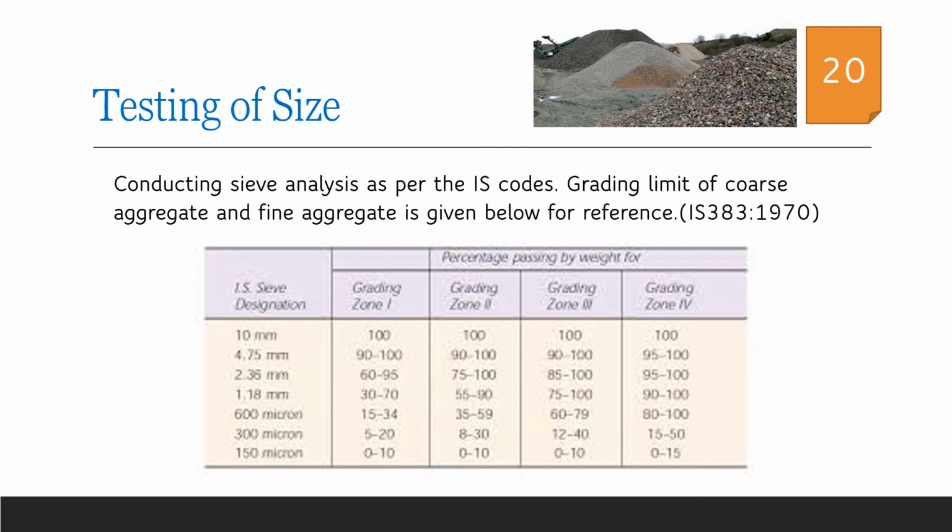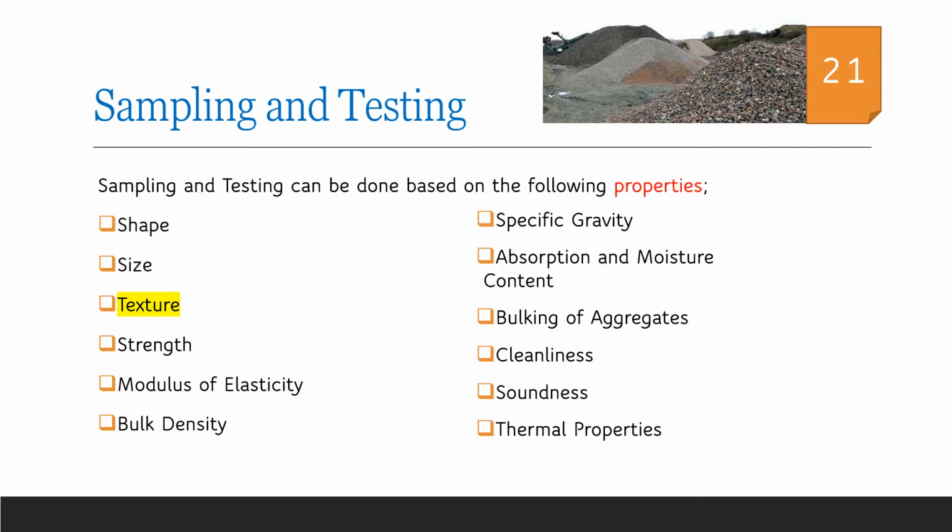Similarly, we have the gradations for Zone 2, Zone 3 and Zone 4 of fine aggregates. So that was all about sampling and testing based on size. Now we shall consider sampling and testing based on texture.